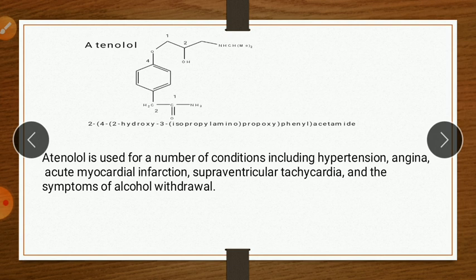Uses: atenolol is used for a number of conditions including hypertension, angina, acute myocardial infarction, supraventricular tachycardia, that is increased heart rate due to a ventricle problem, and the symptoms of alcohol withdrawal. This drug is also used in case of alcohol withdrawal symptoms. It means when someone is addicted to alcohol, and the alcohol is not given to that patient, then the body shows various symptoms. It is called alcohol withdrawal symptoms. So this drug is also used for alcohol withdrawal symptoms.